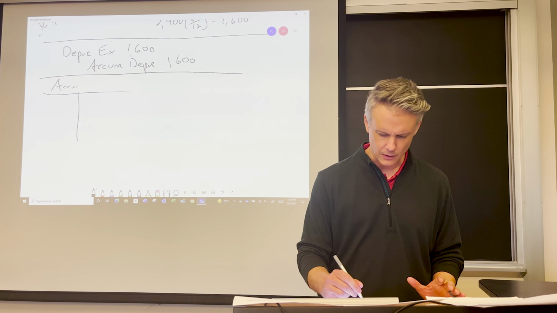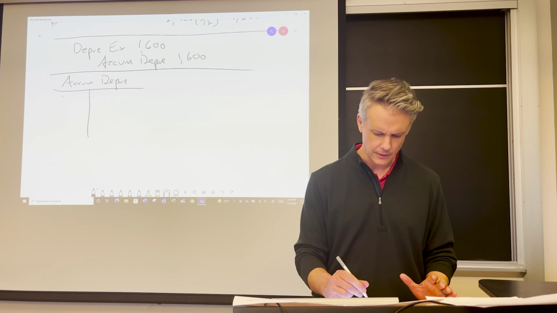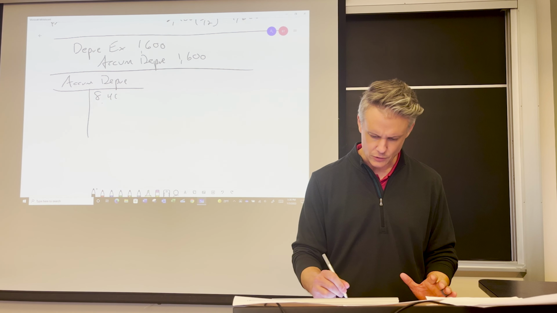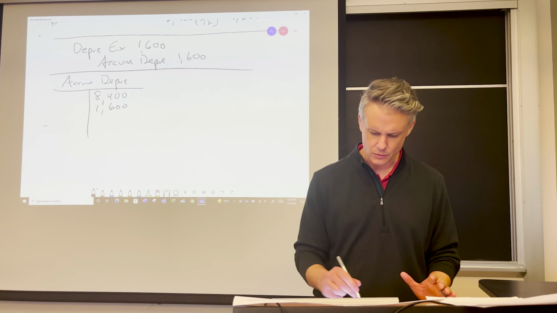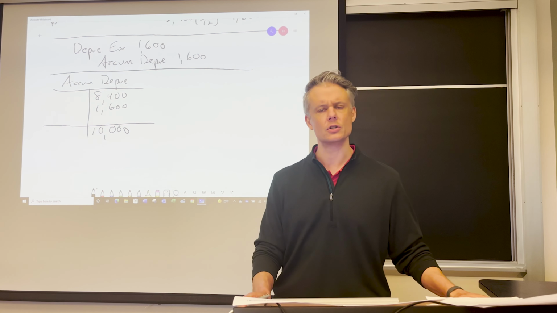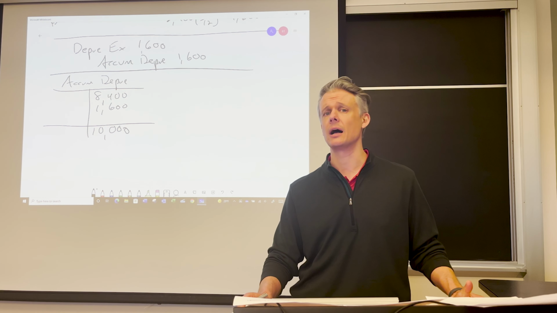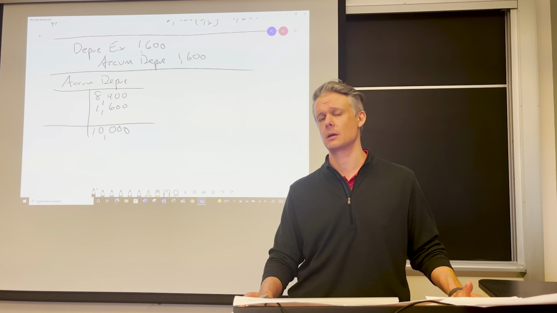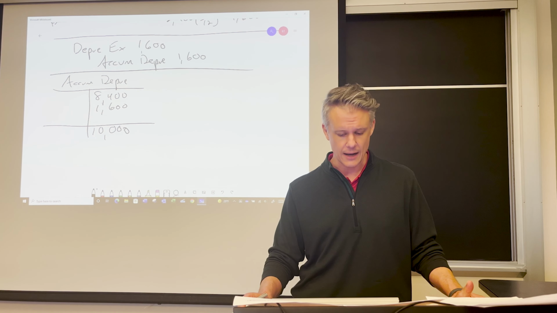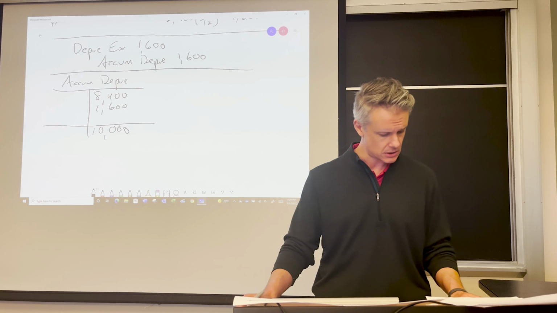Let's think about how this is going to impact our new book value. If we think about accumulated depreciation, at the beginning of year 5, we had a balance of $8,400. We just added 8 months worth, which was $1,600. So now our accumulated depreciation balance is $10,000. We've recorded that $1,600 worth of depreciation expense like we should have for year 5 in those 8 months. Now we're ready to record the sale of this equipment.